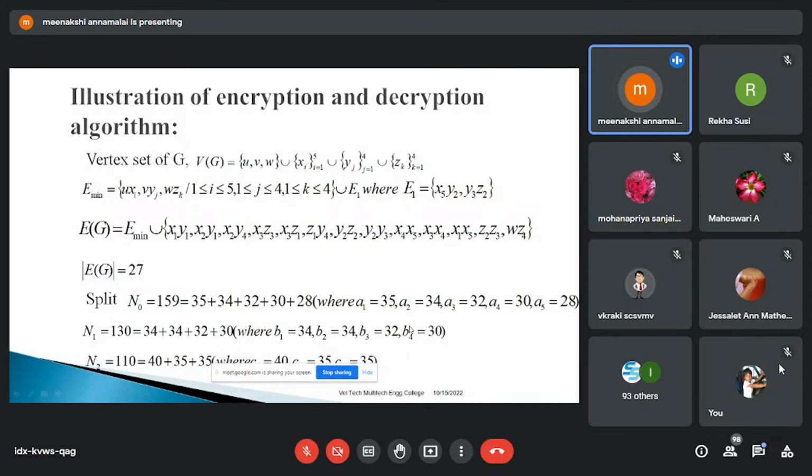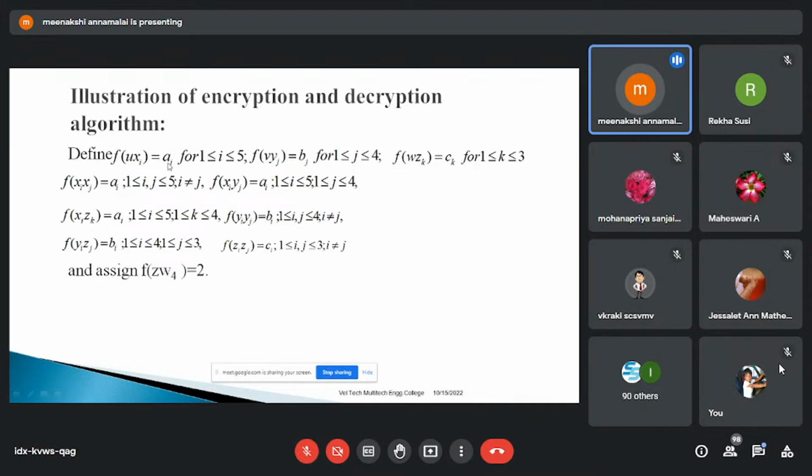So already we defined. For the labeling purpose, I defined this function here: f of u xi is equal to ai. For u x1 I have to assign the A1 value. What is the A1 value? A1 value is 35. U x2 I assign 34. U x3 I assign 32. U x4 I assign 30. U x5 I assign 28. That is the A5 value.